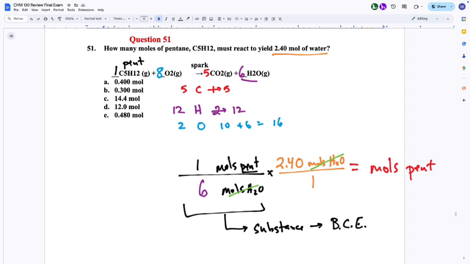Which is what? A third? 0.4? Yeah. Can't win them all. And you get 0.4 moles.